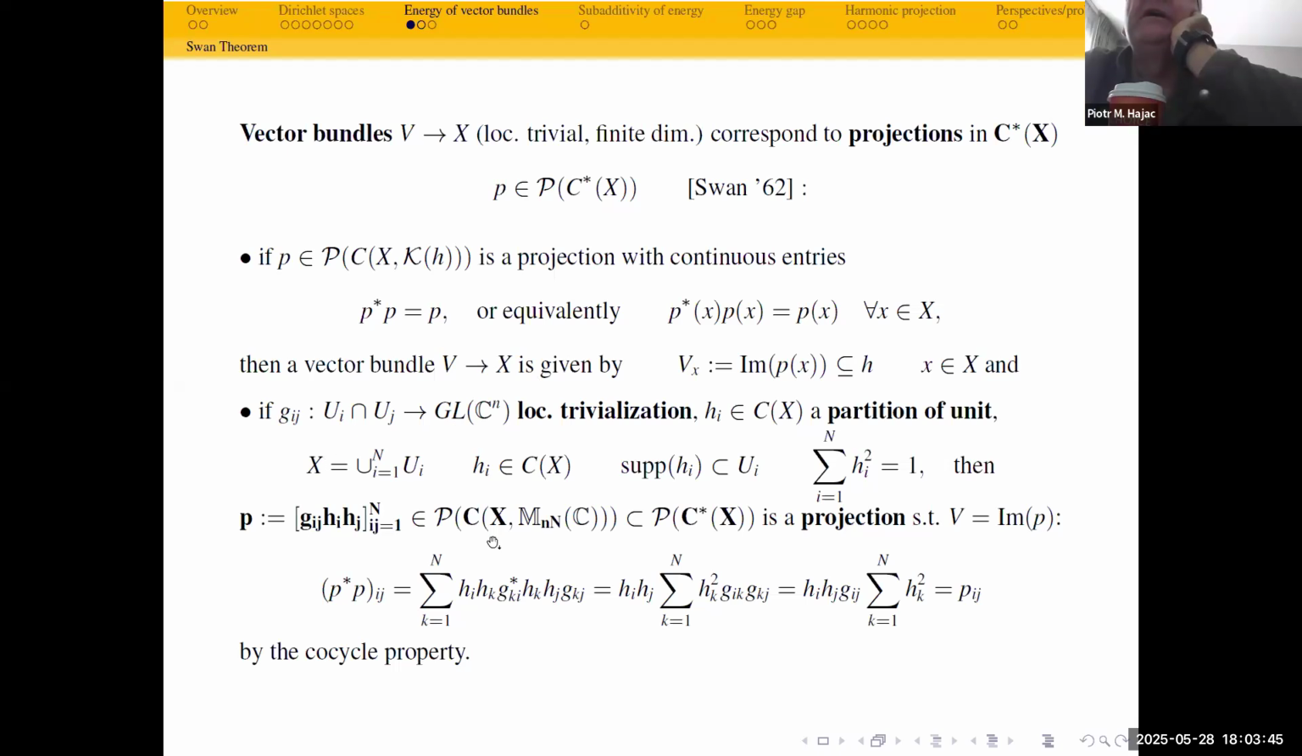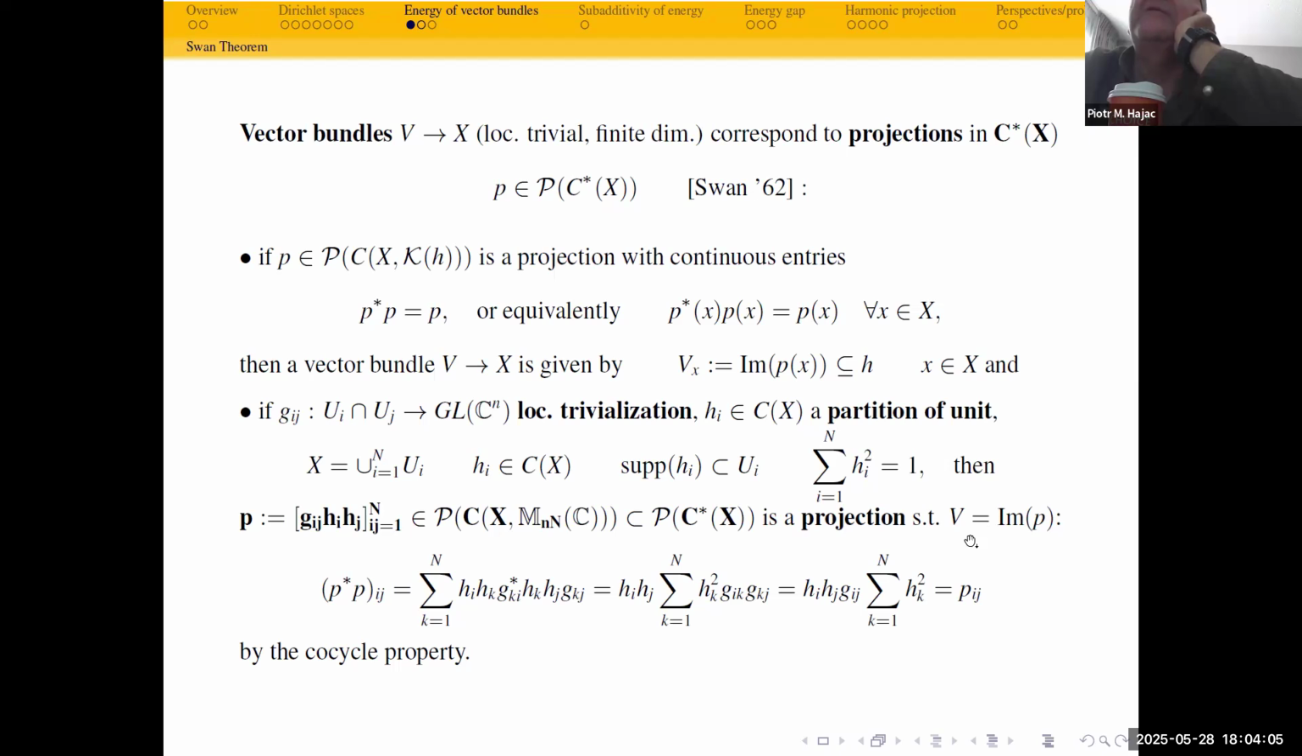Sorry, Fabio, I'm a bit confused. So lowercase n is obviously the dimension of the fiber of your vector bundle. What is capital N? Capital N is the number of elements in this partition of unity. Yes, so I'm using compactness here.